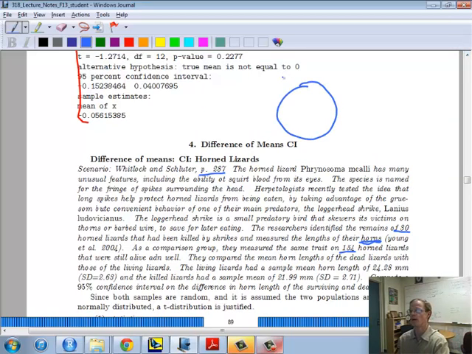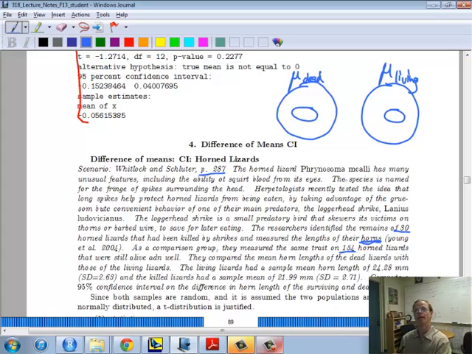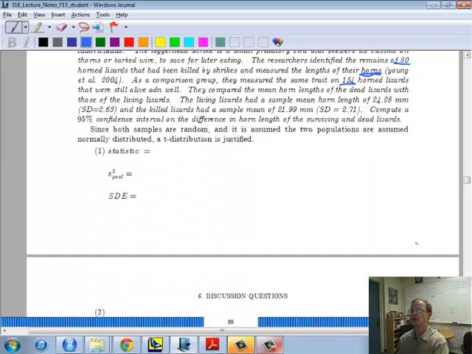So let's do mean for the dead versus the living ones. And this is not just any dead, but these are those that were killed by shrikes. Living. So is there a difference in horn length between the two? We're going to do a sample from both and make an inference to the population. If the difference in the sample means is large enough, then we'll go, yeah, we think there's a difference.